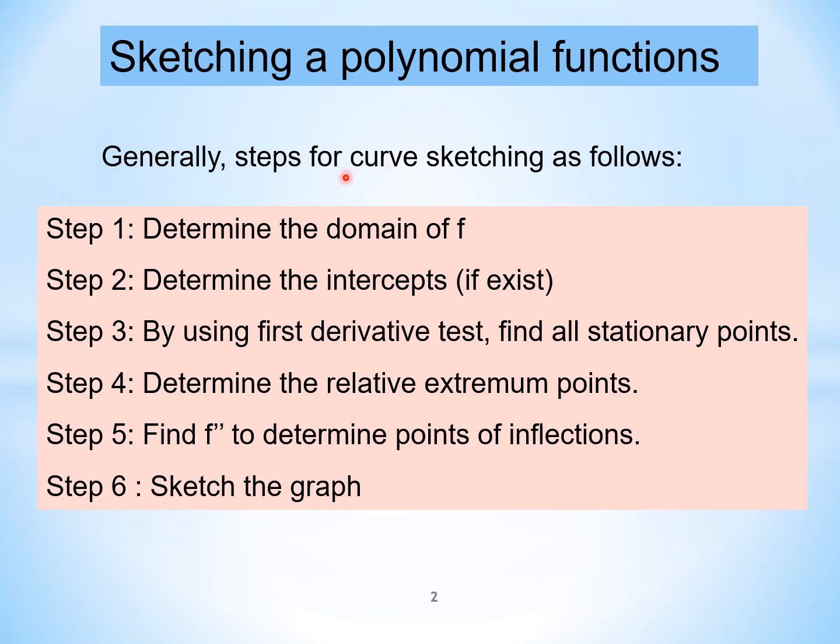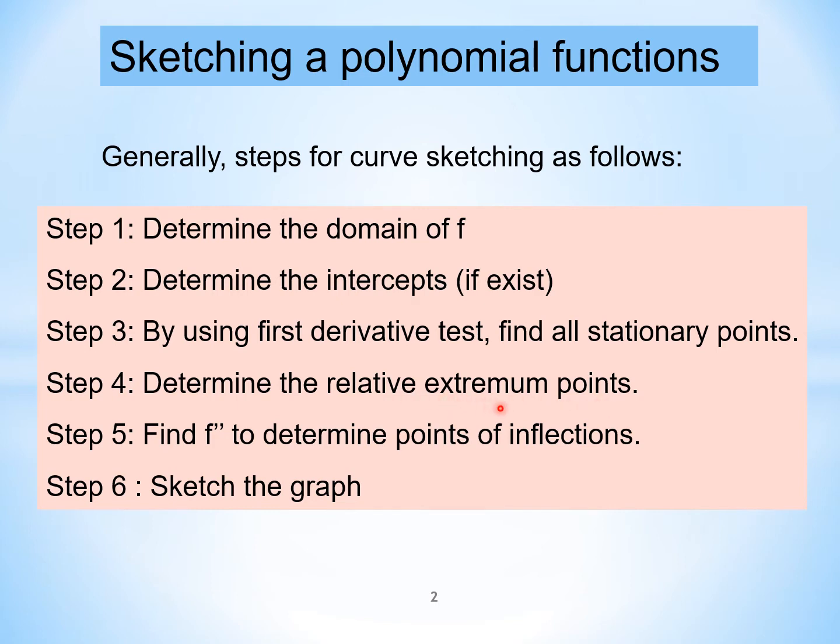So generally, the steps for curve sketching are as follows. There are 6 steps altogether. The first step is to determine the domain of f, and then the second one, determine the intercept, pintasan, if it exists. And number 3, by using the first derivative test, you need to find all the stationary points or the critical values. And number 4, determine the relative extremum points.